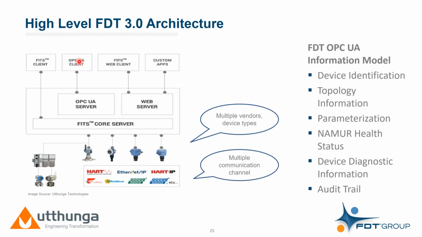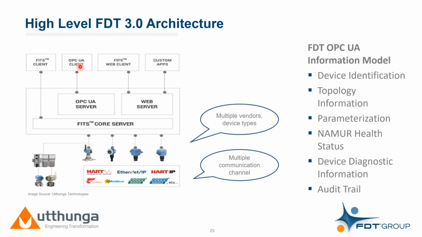You can see the health status and device diagnostic information via the FDT OPC UA information model, and also the audit trail information. The device images and documentation provided by the FDT DTM vendor can also be passed to this OPC UA client in a more meaningful way. Even though it came from multiple vendors, device types, and communication channels, here it is just the pure data required for further processing.